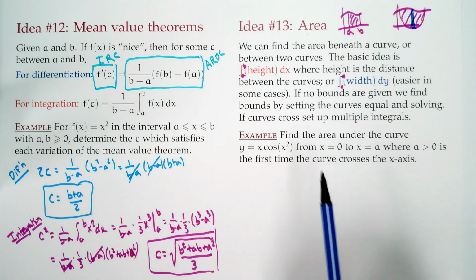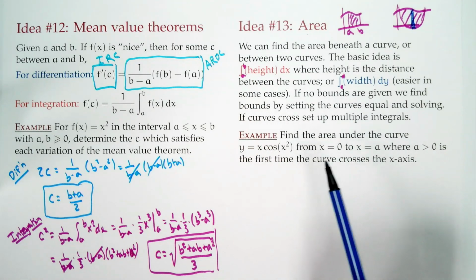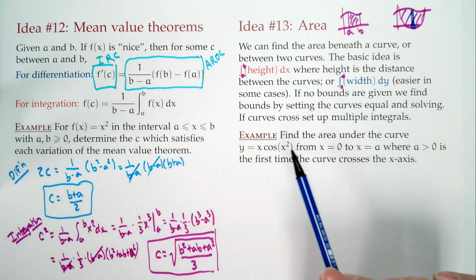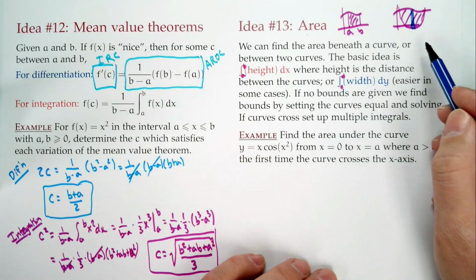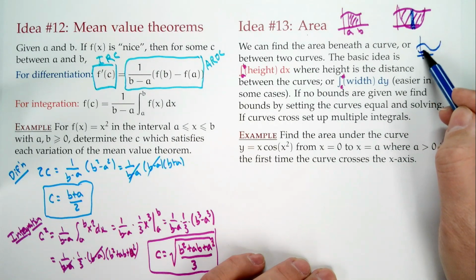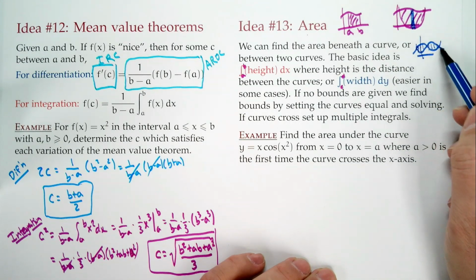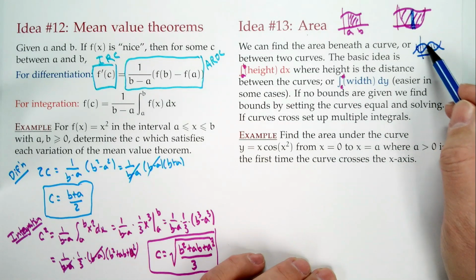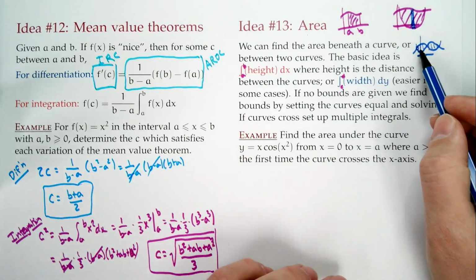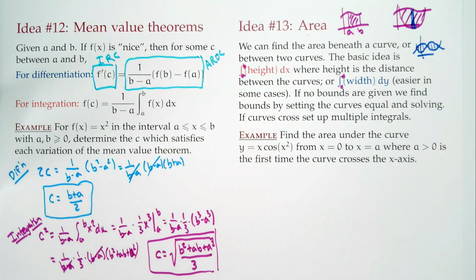Now, a couple things to keep in mind. If you don't have bounds, because oftentimes you have to start and stop at some place, you have to find the bounds. And the way you do it is set the curves equal and solve. And another thing that could happen is that the curves might cross. So, in other words, maybe you have something like this, and you say, okay, I'm trying to find this area here. Well, the problem is the curves switch behavior. So you can't have top minus bottom consistently from left to right. So what you have to do is say, okay, I'll split it into a first part plus a second part. And then I can find my area.